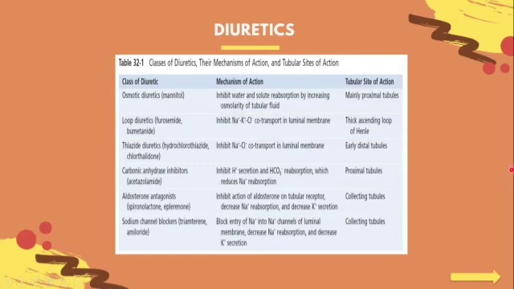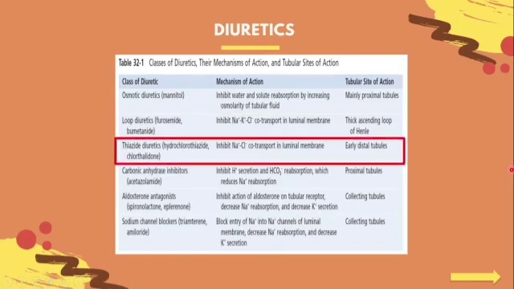For thiazide diuretics, they act mainly on the early distal tubules to block the sodium chloride cotransporter. So under favorable conditions, these agents may cause a maximum of 5 to 10% of the glomerular filtrate to pass into the urine. This is also about the same amount of sodium normally reabsorbed by the distal tubule.